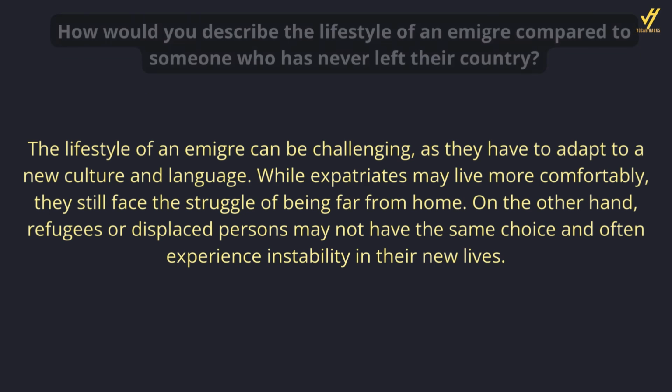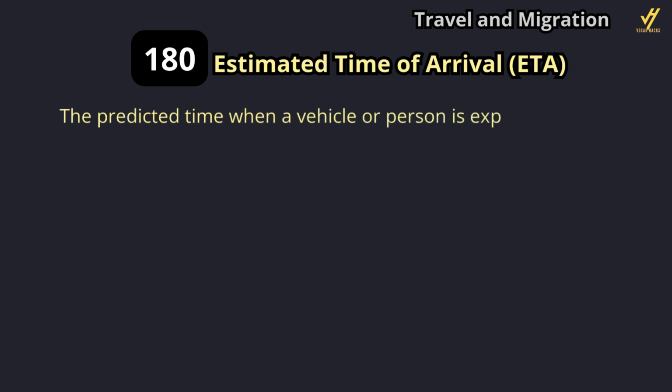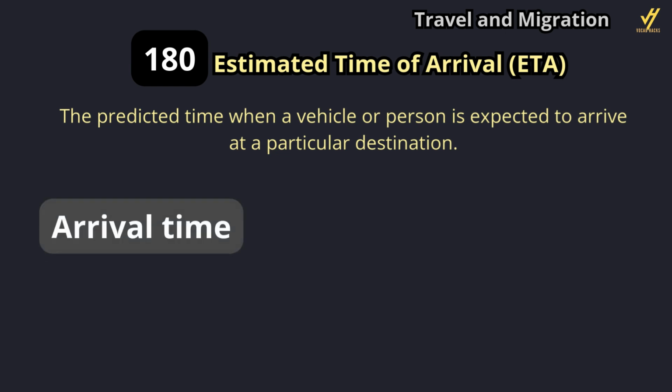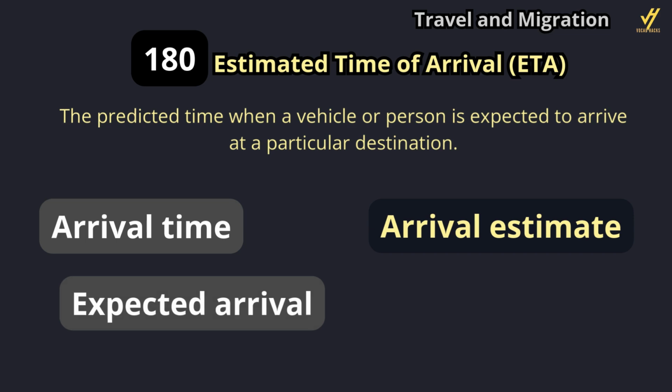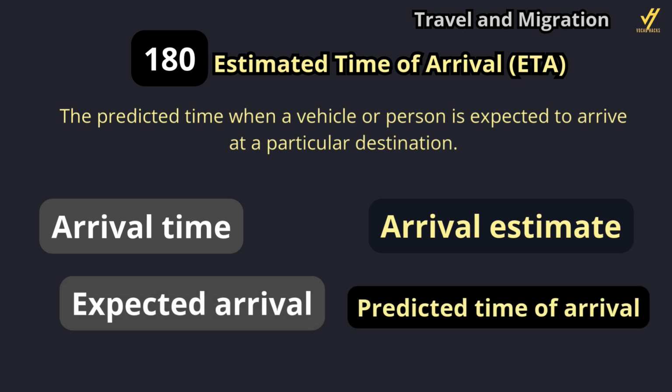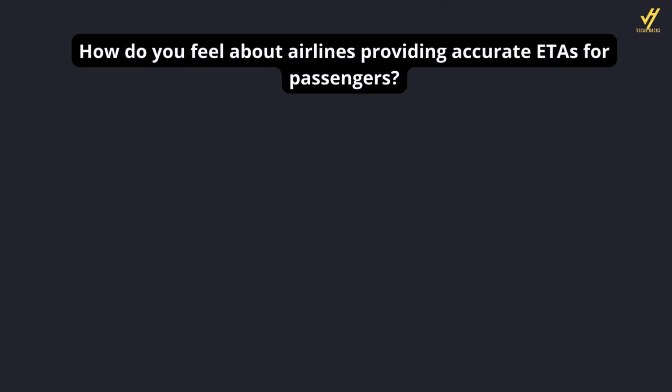new lives. Estimated time of arrival, ETA. The predicted time when a vehicle or person is expected to arrive at a particular destination. Arrival time. Arrival estimate. Expected arrival. Predicted time of arrival. How do you feel about airlines providing accurate ETAs for passengers?